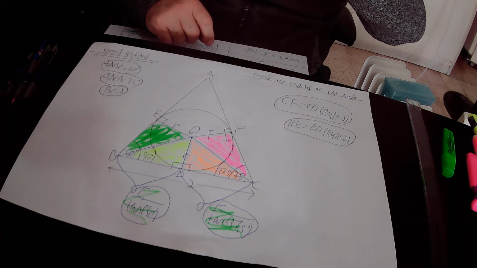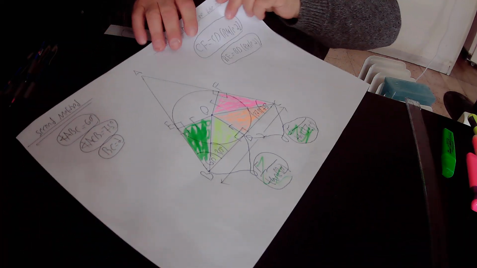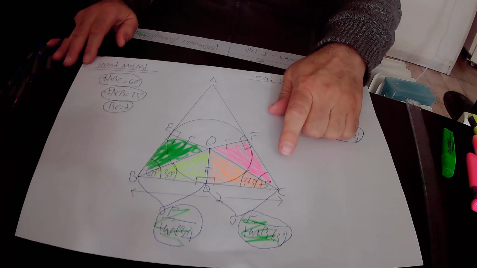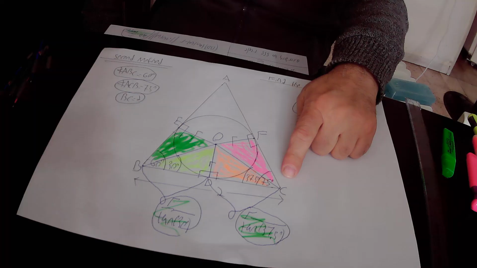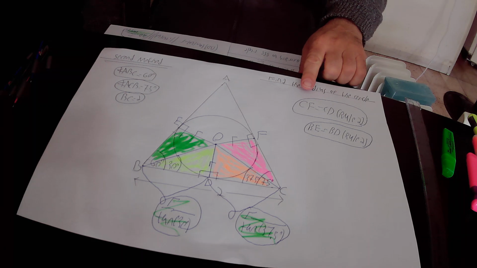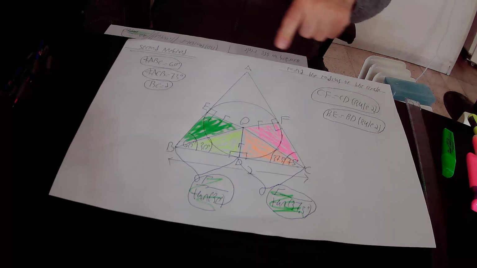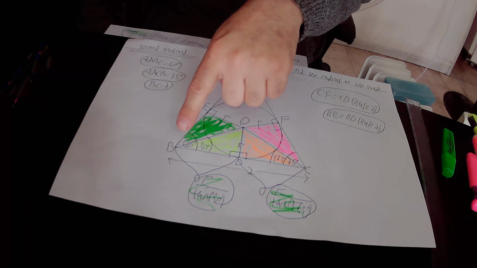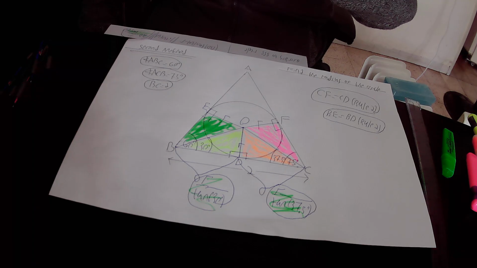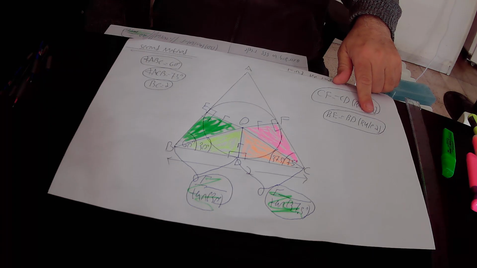Then, we implemented in this drawing rule number 2. We have here the common external point C. From the common external point C, we have two tangents to this circle, tangent CF and tangent CD. And according to rule number 2, they are equal to each other. Here, CF equals CD according to rule number 2. In the next step, we focus on the common external point B. From the common external point B, we have two tangents to this circle, tangent BE and tangent BD. And according to rule number 2, they are equal to each other. That is to say, BE equals BD according to rule number 2.